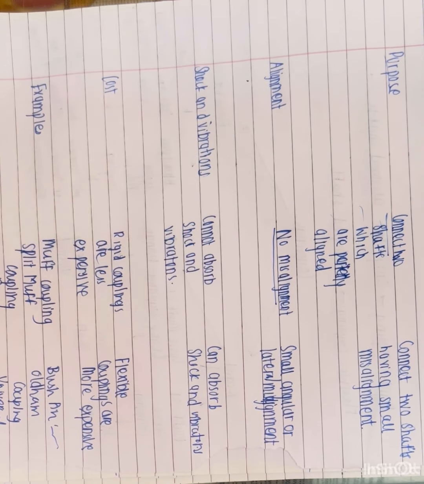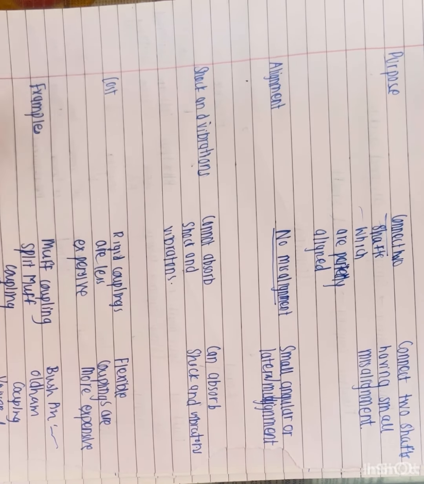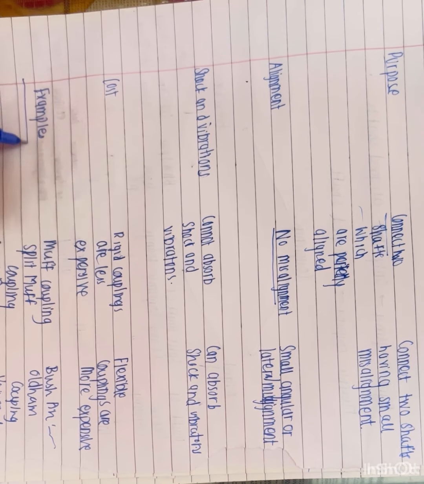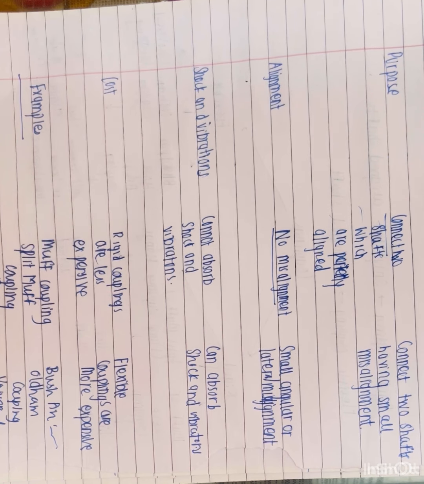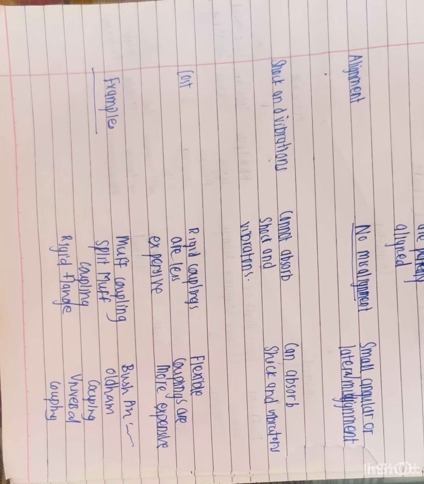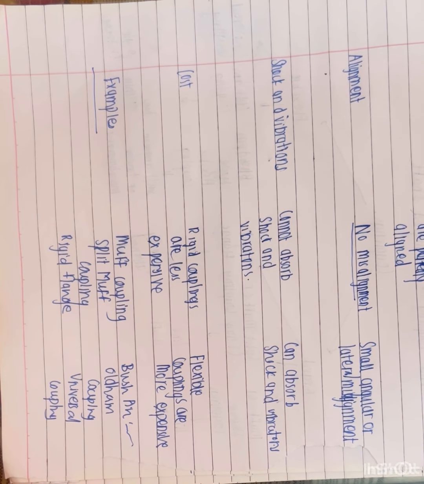The cost of rigid couplings is not much, they are less expensive, but the cost of flexible couplings is very high, they are more expensive than the rigid couplings. The examples of rigid couplings we have already seen: muff, split muff, and rigid flange. For flexible couplings is bushed pin type coupling, Oldham coupling, and universal coupling. So we are done here with the second unit. We will go and see the first unit now.